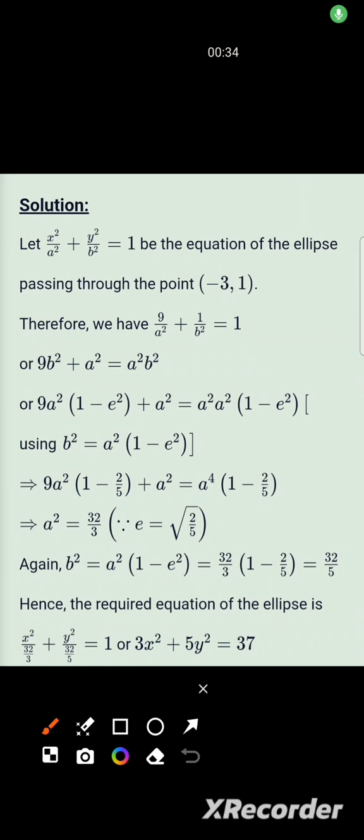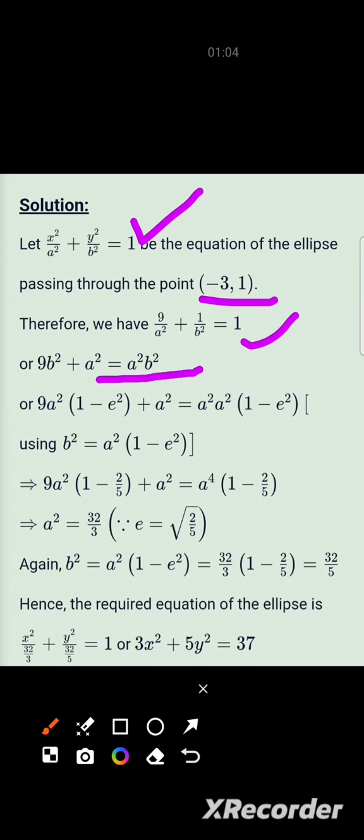Since it is given that the major axis is on the x-axis, the equation of the ellipse must be in the form x square by a square plus y square by b square is equal to 1. Since this ellipse is passing through the point (-3, 1), it must satisfy the equation. So in place of x and y, the values are substituted as -3 and 1. So we are getting one relation in a and b.